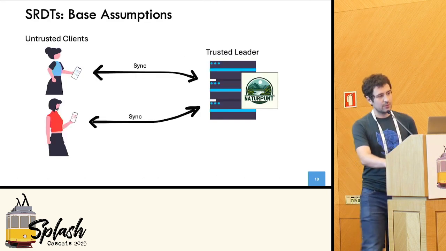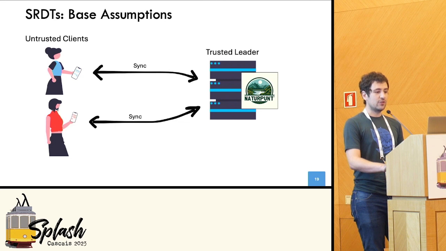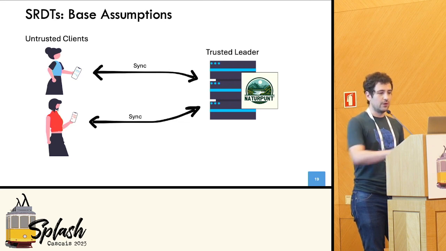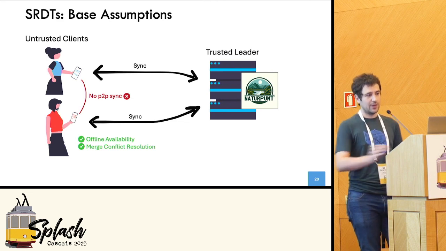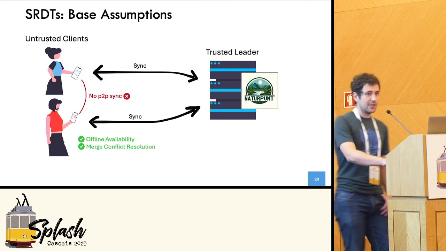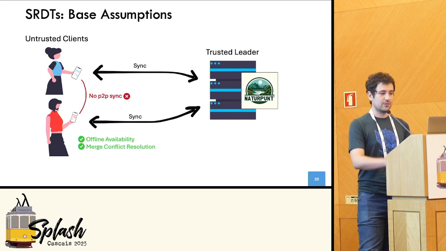So let's start with some base assumptions. SRDTs assume that all clients are untrusted and that there is a trusted application server which we call the leader. Typically this would be owned by the company, like the nonprofit. Compared to the state of the art on data replication, we no longer allow peer-to-peer synchronization, only between client and server, but we retain the desirable properties of offline availability and automatic merge conflict resolution.